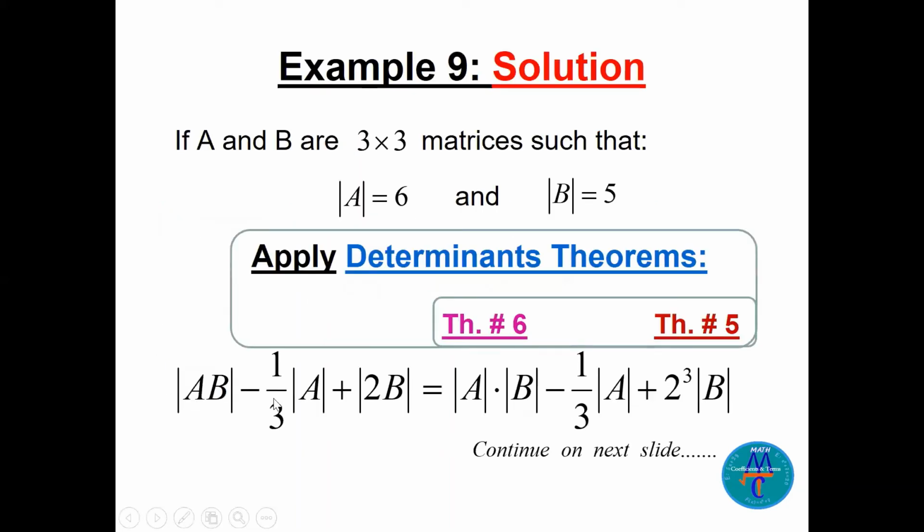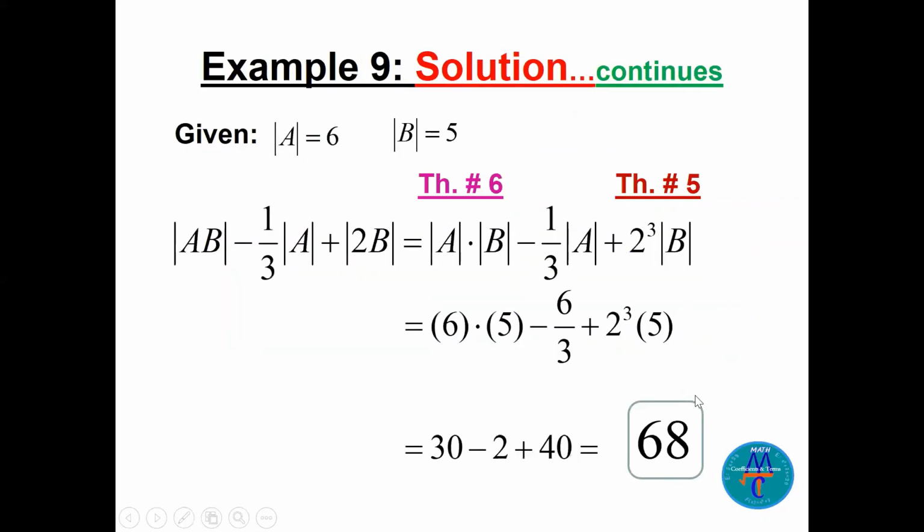Now, the first one, we can use theorem number 6, which is determinant of A times determinant of B. This one is easy, -1/3 is outside. This one, theorem 5, this is 2 cubed, because we have 3 rows and 3 columns. So we'll multiply the 3 rows. So 2, 2, 2, it will be 2 cubed times the determinant of B. You can check that, please.